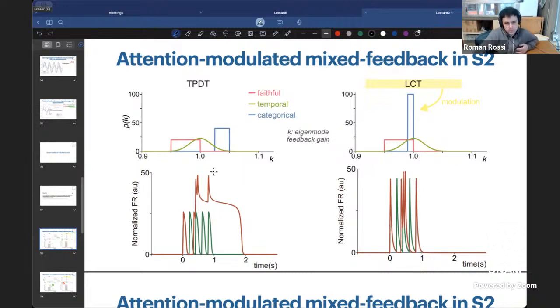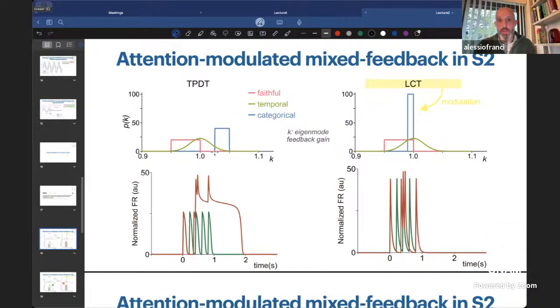Okay. So you see that in this model, the eigenmodes, so when I say an eigenmode, the population has mixed selectivity. And so an eigenmode is a linear combination of neurons in this population, and each neuron contributes more or less to faithful, temporal, or categorical eigenmodes of the population. As you can see, faithful eigenmodes in this model correspond to small positive feedback gain. Temporal eigenmodes correspond to feedback gains in between, and categorical eigenmodes correspond to large feedback gain.